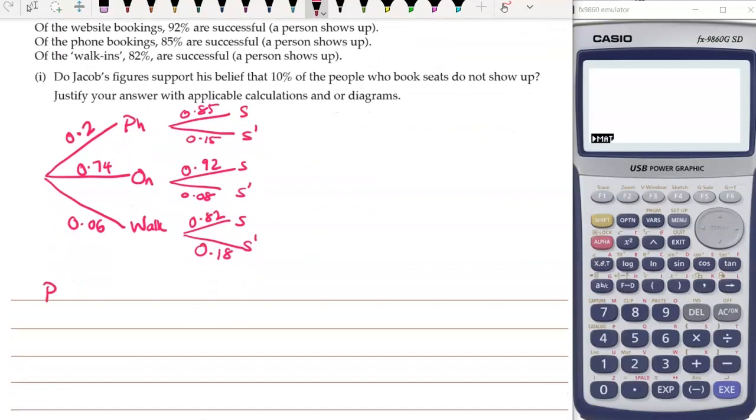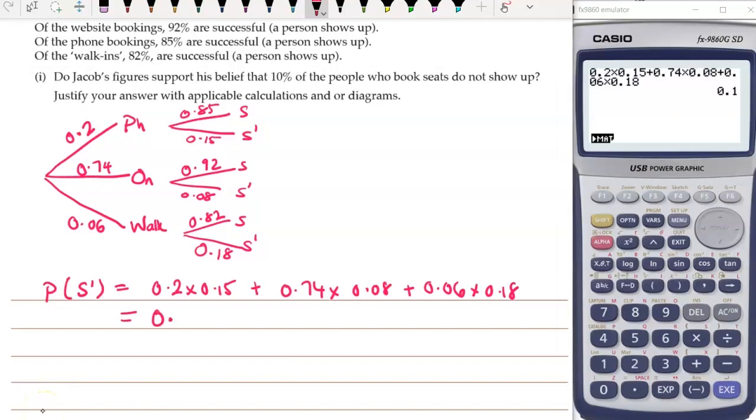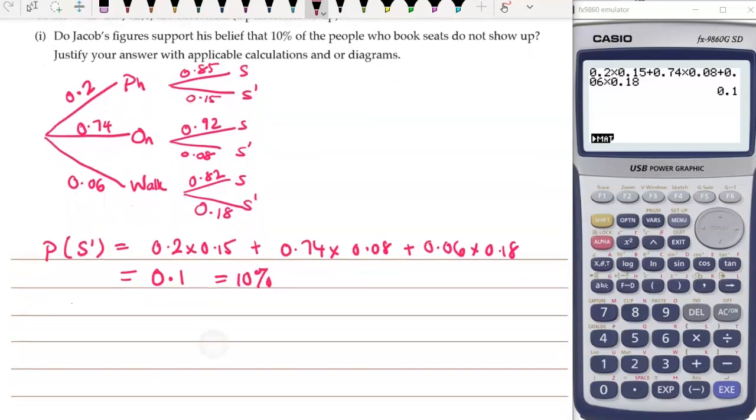Okay, so the probability of getting an unsuccessful booking is going to be all the branches that end in not success. So 0.2 times 0.15, 0.74 times 0.08, and 0.06 times 0.18. This is 0.1. That's equal to 10%, so it does support his belief.